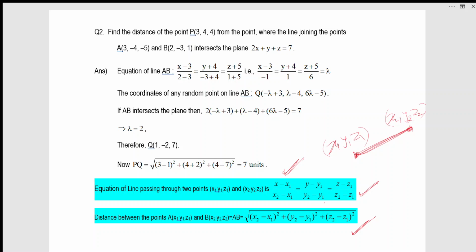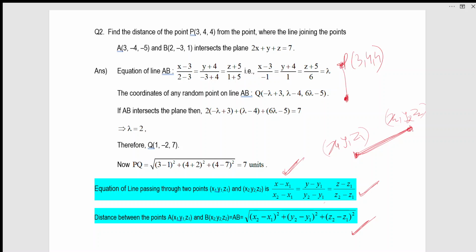Now I'm reading the question. Find the distance of the point (3, 4, 4). There is a point P over here. Just give me a minute. So there is a point P that is (3, 4, 4). Find the distance of the point from the point where the line joining 2 points intersects the plane. Reading again for you. This is a point P, that is (3, 4, 4), to another point. So you have to find out the distance between 2 points.